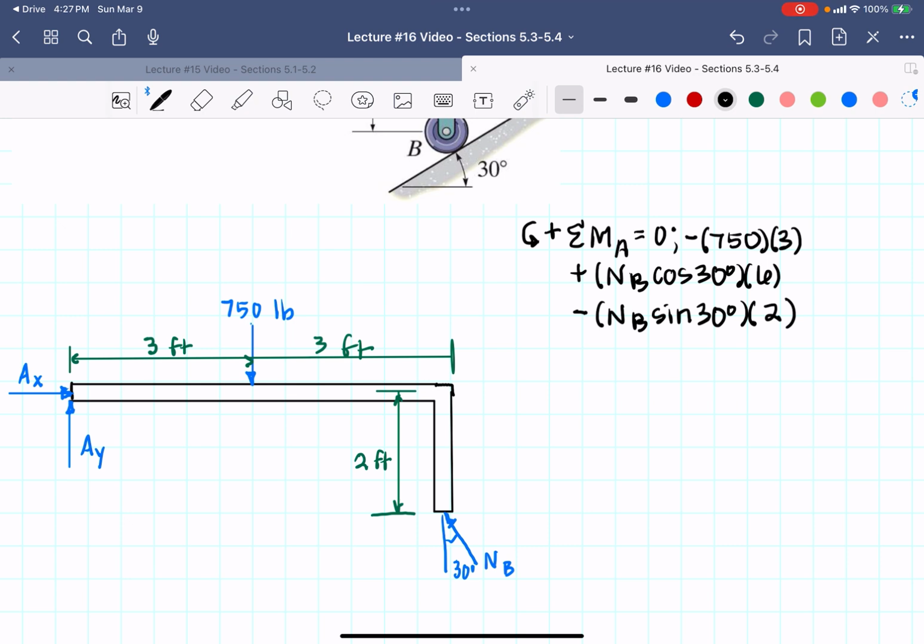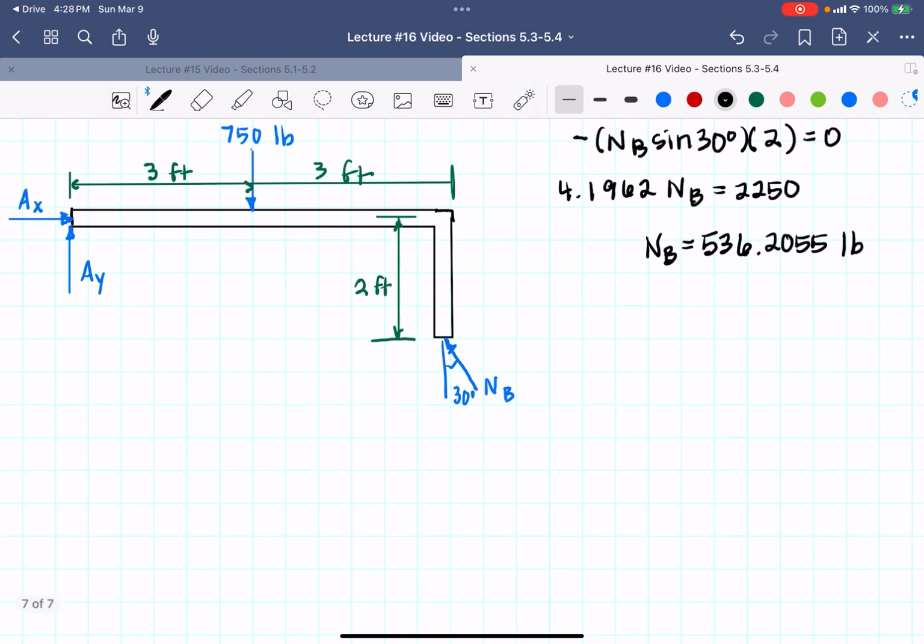All right, so if I solve this, say this equals 0, I solve for N of B, I get 4.1962 N of B equals 2250. So when I solve for the normal force at B, it could only be in that direction, so it had to be positive. N of B equals 536.2055 pounds.